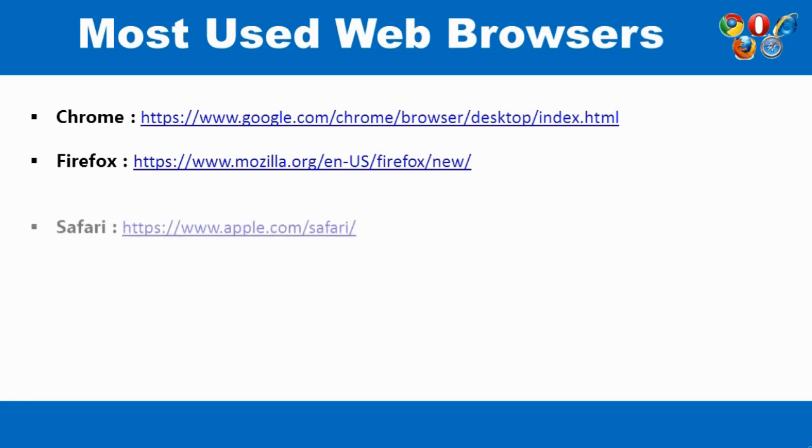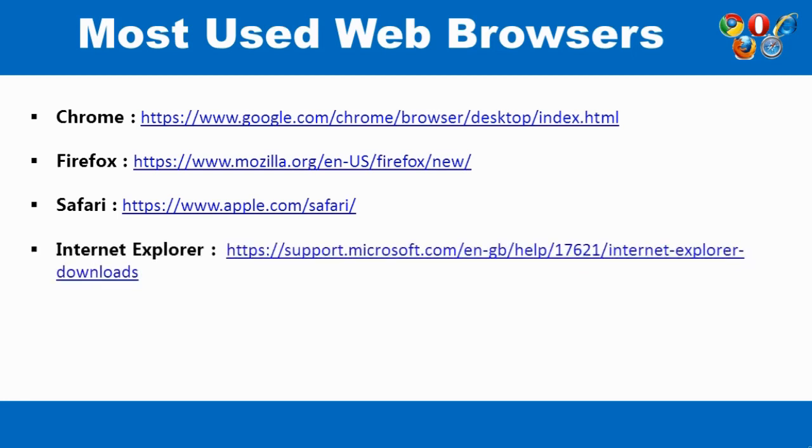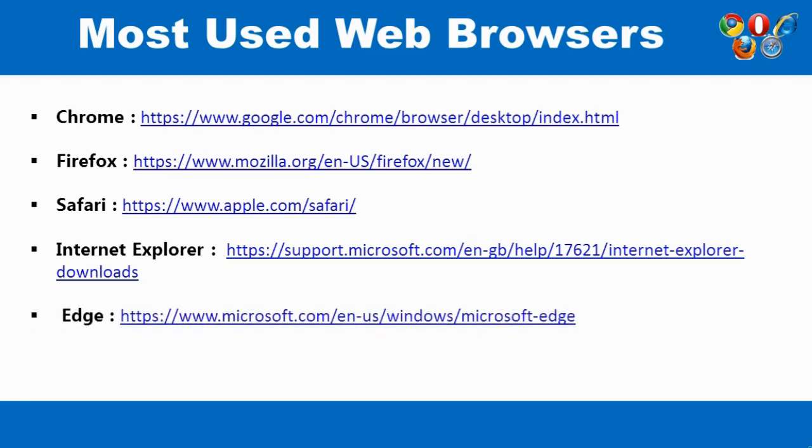We have Safari, which is developed by Apple, and this comes shipped with Mac OS. Apple no longer supports Safari for Windows. We have Internet Explorer. This is developed by Microsoft and comes shipped with Windows operating system. We also have Edge. Edge is developed by Microsoft and comes shipped with the most recent versions of Windows operating system, for example, Windows 10.